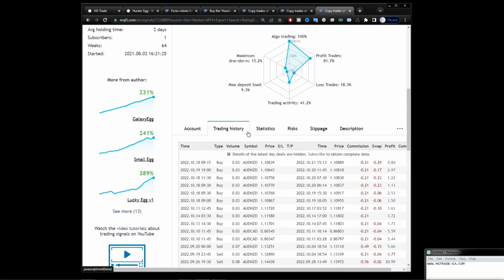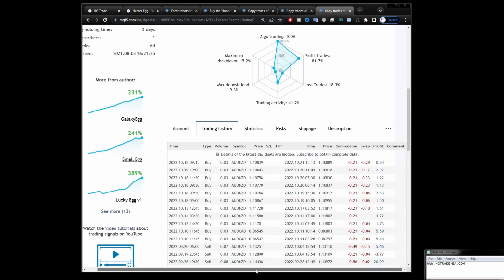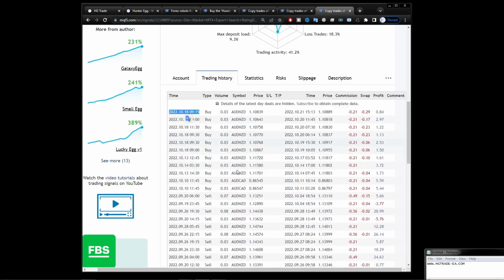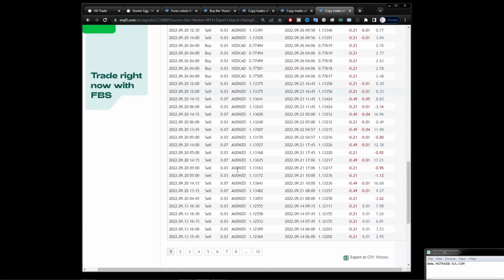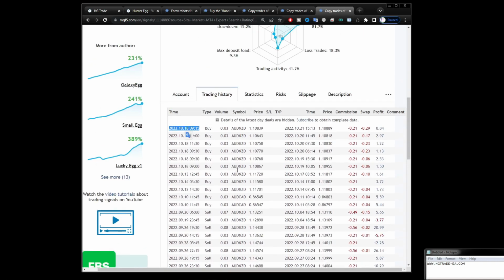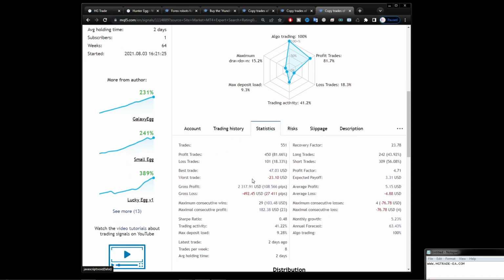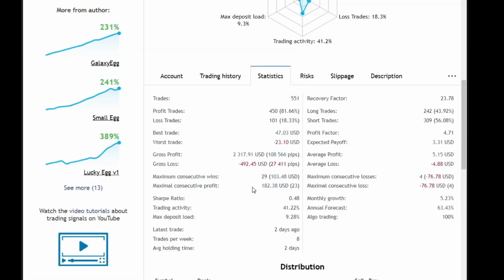The last trading history was on October 18, 2022. The profit generated was quite stable with few losses. Statistic information. Here there have been 551 transactions, with 450 profit transactions and 101 loss transactions. Consecutive win 29 transactions and consecutive loss 4 transactions. And other information you can check here.